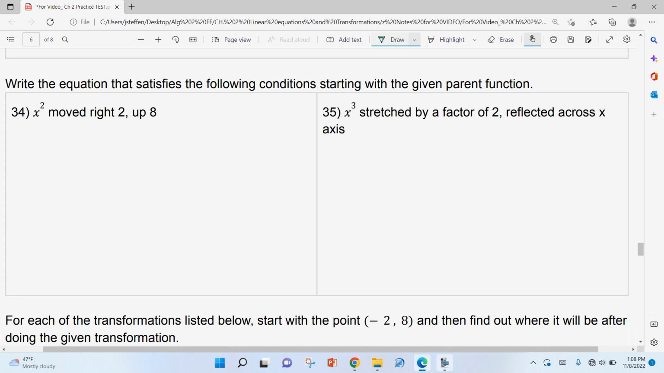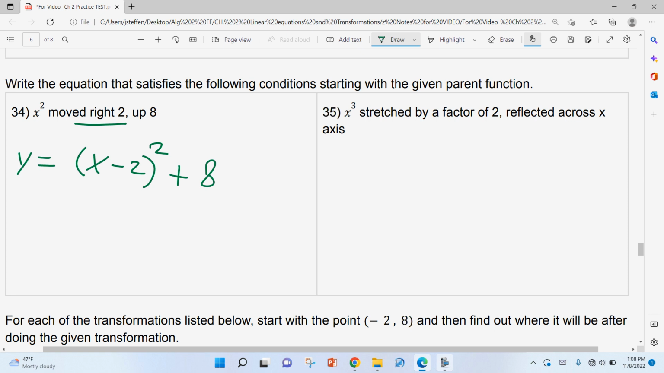Now the exact opposite. Now we're starting with the parent function, and now you need to write the equation. So we start, we have x squared. If you go to the right 2, that's inside, but remember it looks like it's opposite. So x minus 2. Don't forget the squared. I always forget that. You need that squared there. And up 8.